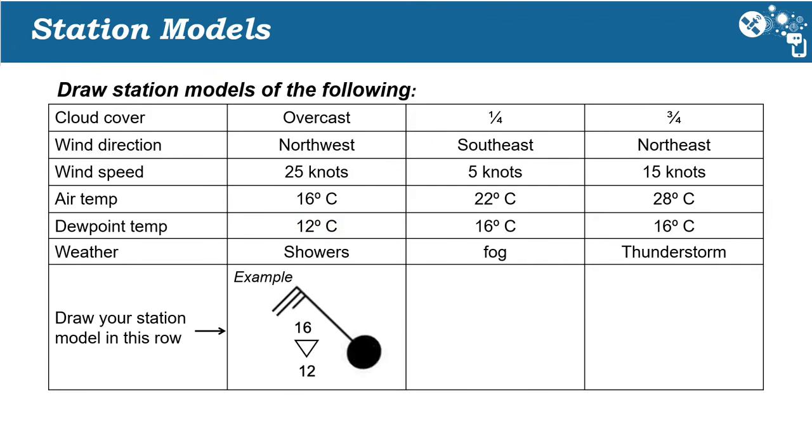Right. Now, I want you to draw the following weather stations. So the first one was drawn for us. The cloud cover had to be overcast, so there it is. The wind direction had to be northwest, so it's coming from the northwest. The wind speed had to be 25 knots, so there it was drawn in. Air temperature of 16 degrees Celsius. Dew point temperature of 12 degrees Celsius. And the weather symbol had to be showers.